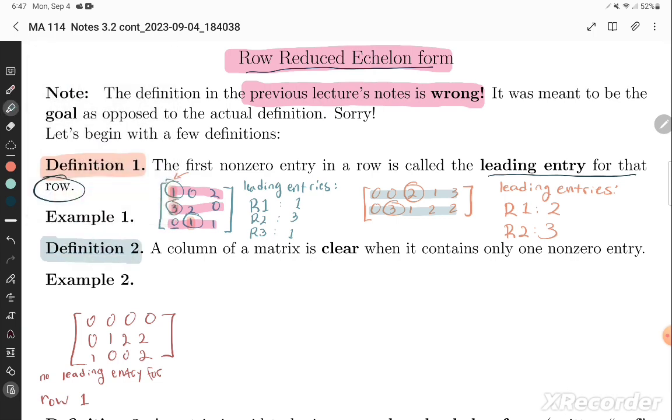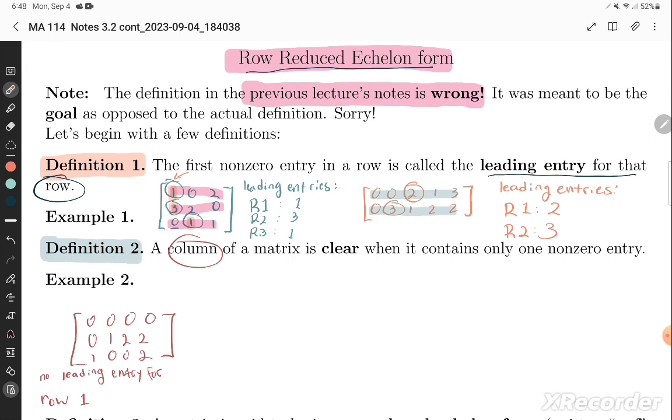a column of a matrix is clear. So now we have a property that we're assigning to rows. Or first, definition 1, we have a property that we're assigning to rows. And now I've got a definition that I'm assigning to columns of a matrix. So a column of a matrix is clear when it contains only one non-zero entry. So let's look at what that means.